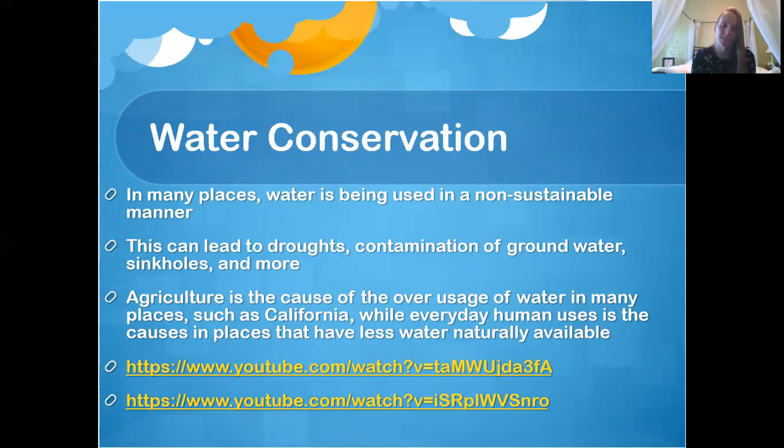In lots of different places, water is being used in a non-sustainable manner. So essentially we're using too much water, which can lead to things like drought, contamination of groundwater, sinkholes, and more. Agriculture is a big cause of this overusage of water. An example of that is in California, where everyday human use is causing too much water to be taken out of ecosystems. It's not being replenished, and it has led to major droughts in California.